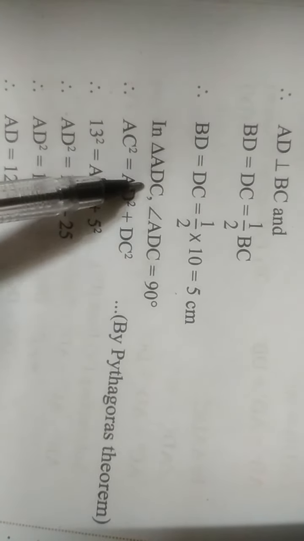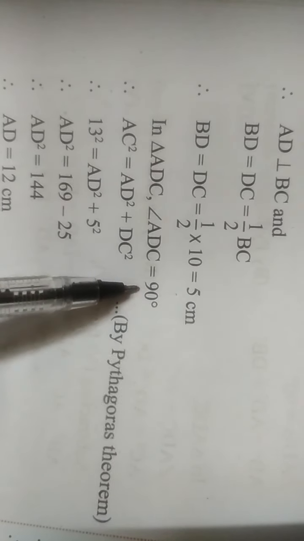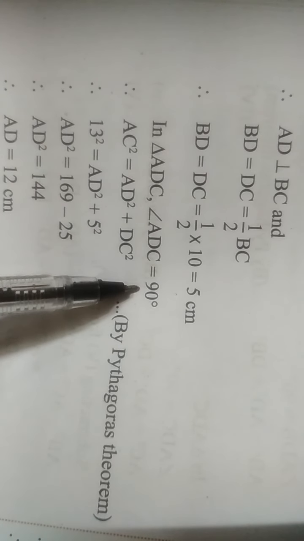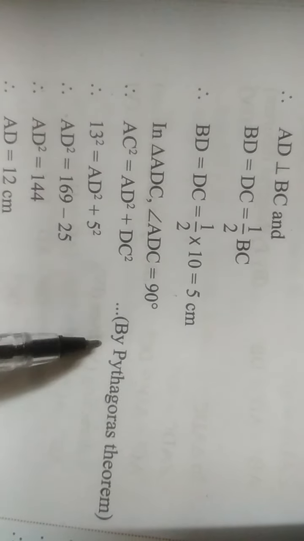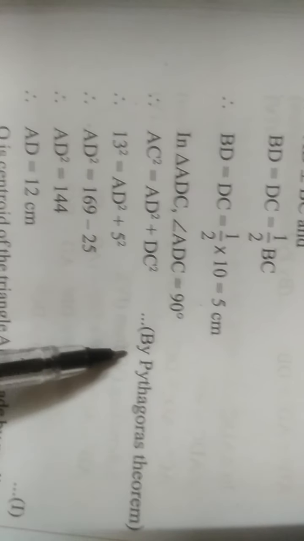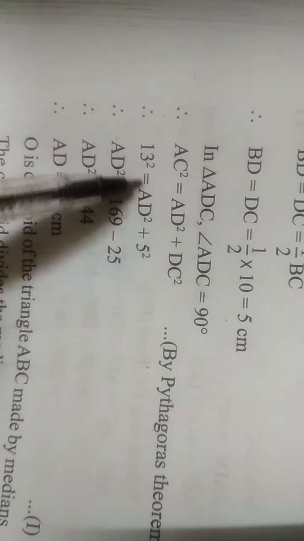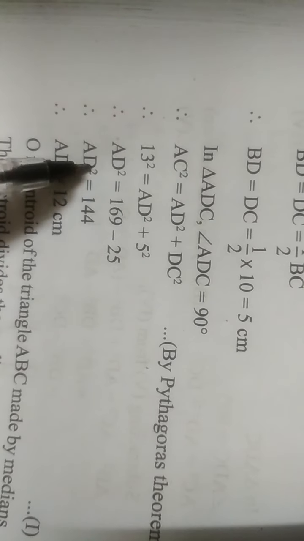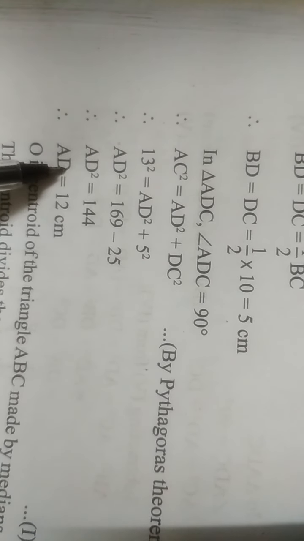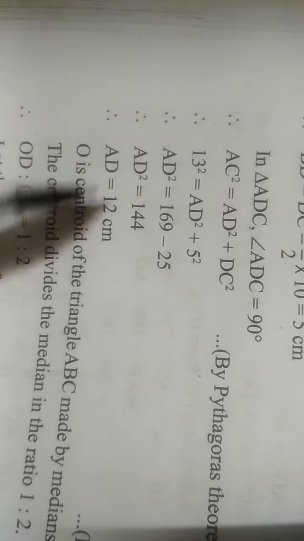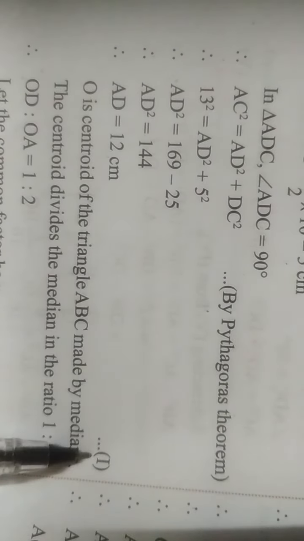So triangle ADC became a right angle triangle. In that right angle triangle, we can use the Pythagoras theorem. After putting in the values, we will find AD. After finding the AD value, put it in equation 1.